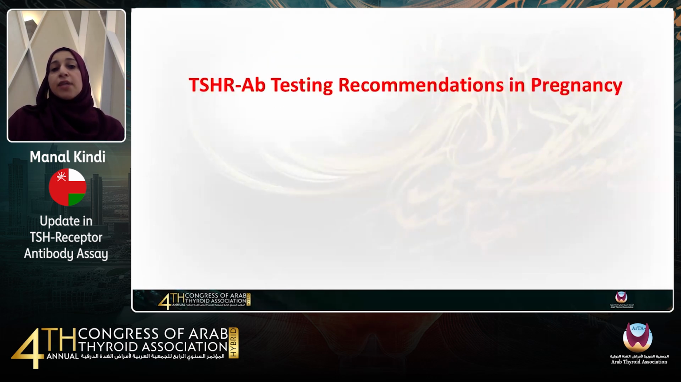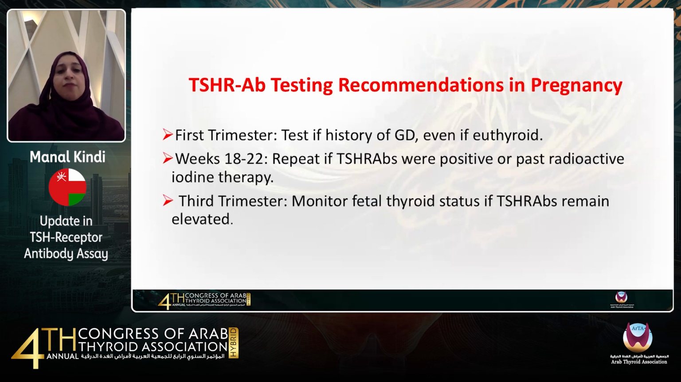So what are the recommendations for TSH receptor antibodies testing in pregnancy? In the first trimester, you test if there is a history of Graves' disease, even if the patient is euthyroid. And again, you repeat the testing at week 18 to 22 if TSH receptor antibodies were positive at the beginning or the patient has had past radioactive iodine therapy. In the third trimester, you monitor the fetal thyroid status if TSH receptor antibodies remain elevated.